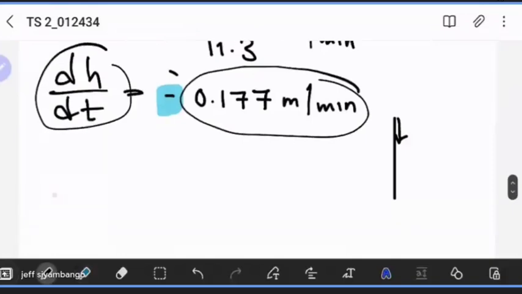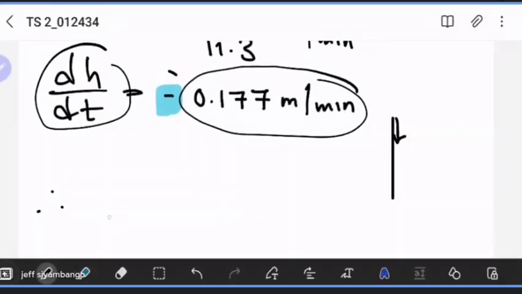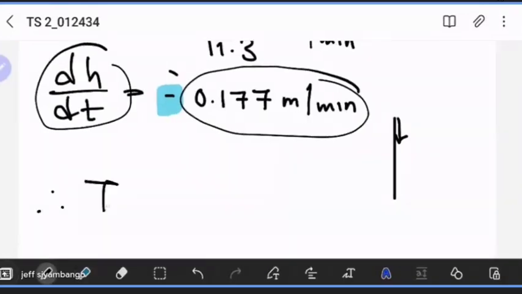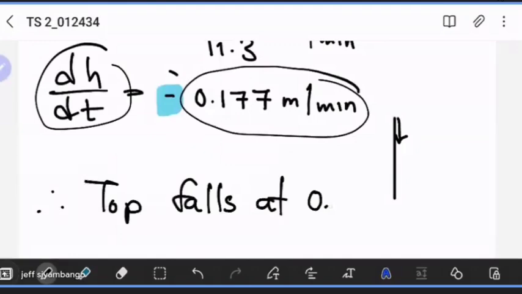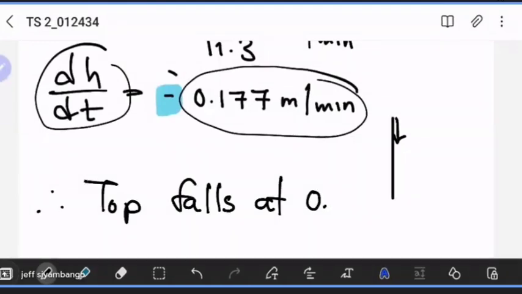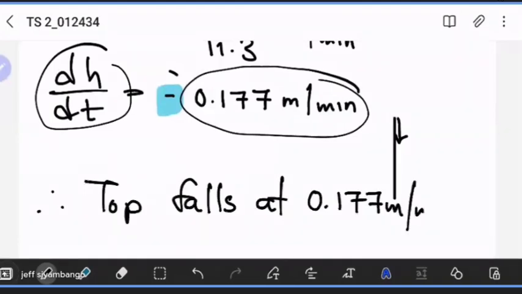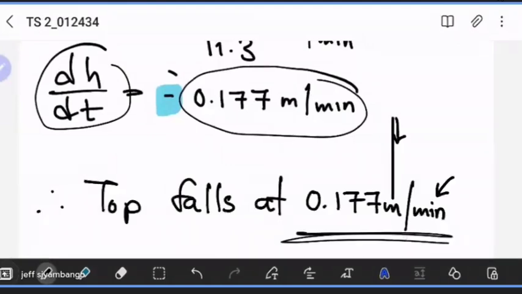So you might as well conclude that, therefore, the top falls at, now I'll skip the minus because it's being specified by the fact that this is falling, at 0.177 meters per minute. So I can present it in this way, but if I want, I can still convert the minutes to seconds. So I can still convert this to meters per second instead.